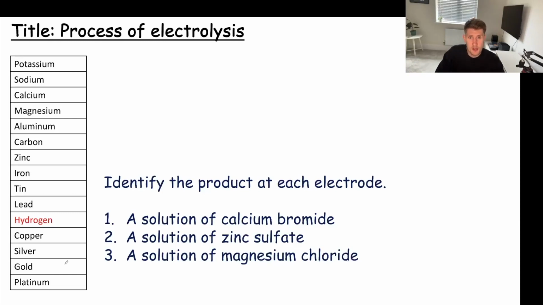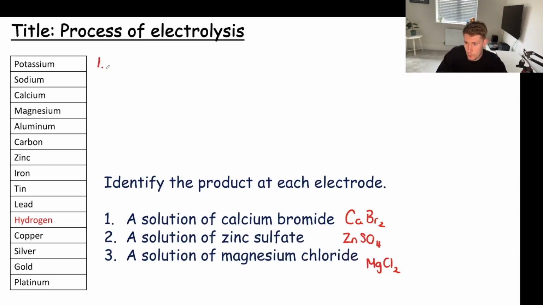And before you pause the video and have a go, I'm going to make it slightly easier by giving you the formulas. So you've got calcium bromide, you've got zinc sulfate, and you've also got magnesium chloride. So pause the video, have a go, and then unpause it for the answers. Right, hopefully you had a go.